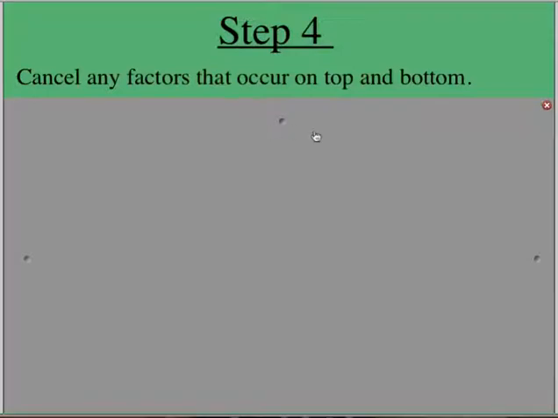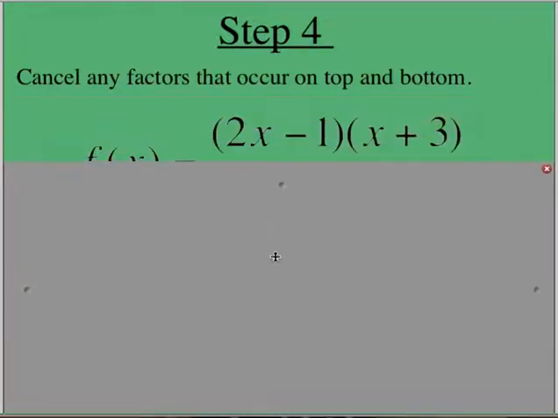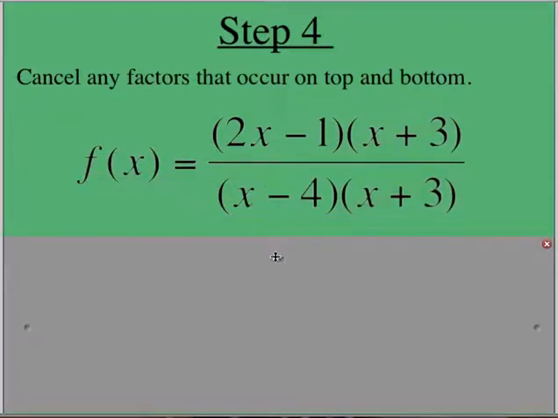The next step, step 4, is to cancel out any factors that occur on the top and on the bottom. So we have our factored version of our rational function, 2x minus 1 times x plus 3 over x minus 4 times x plus 3. And so we have two factors of the same that are on top and bottom. I can cancel those out.